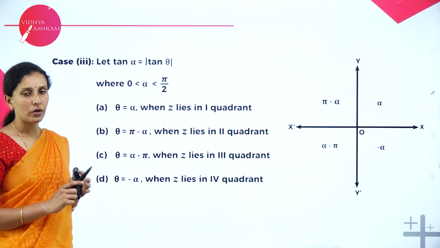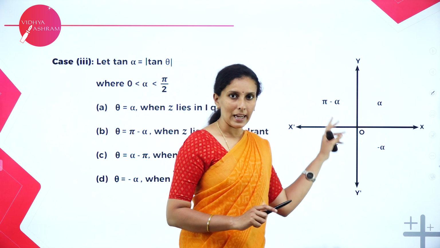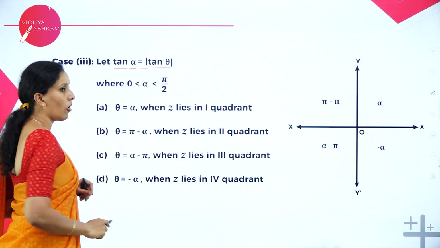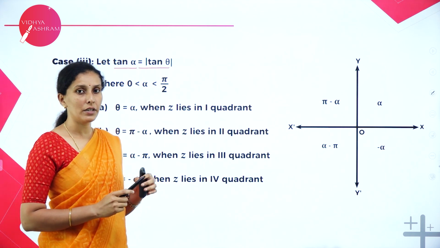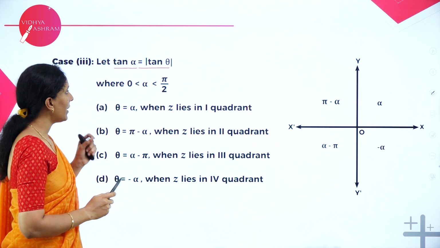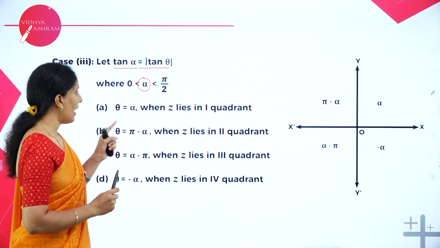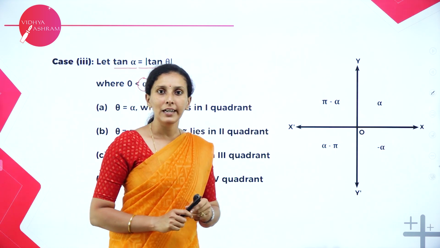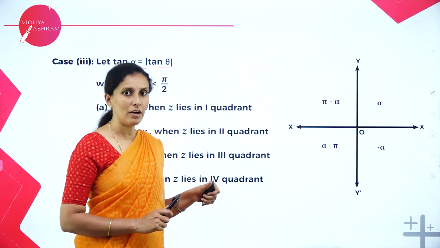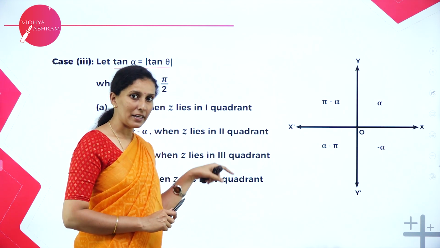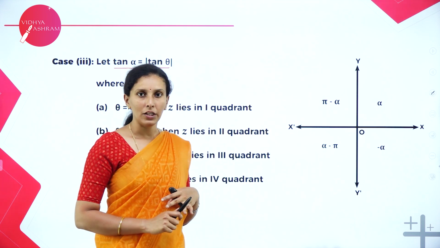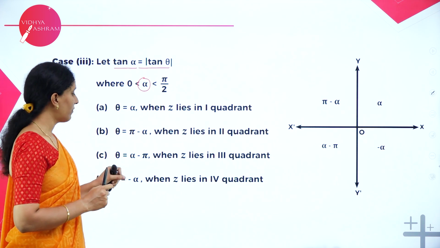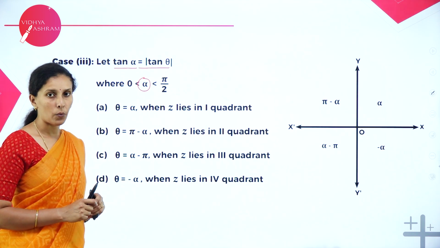Next, other than those two conditions, if the point lies anywhere in the plane, not on the axes, then we can take tan alpha as modulus of y by x. And depending on the value of alpha here, we have theta is equal to alpha if it lies in the first quadrant, pi minus alpha in the second quadrant, pi plus alpha, or we can take it as alpha minus pi in the third quadrant, and minus alpha in the fourth quadrant. So, these are the values we should take for the angle if alpha lies in different quadrants.